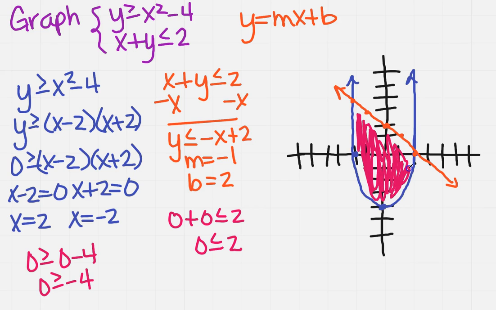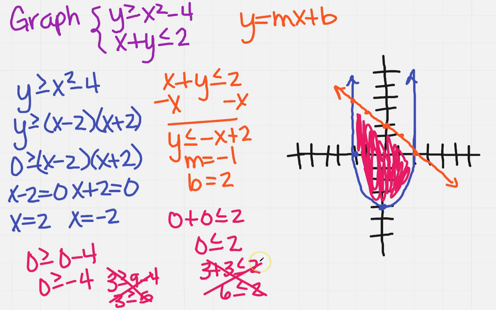Now, am I going to need to shade anywhere else? Well, what do you think? You never know, right? You might want to try it. So let's pick the point 3, 3. For the first one I'd get 3 is greater than or equal to 9 minus 4, so 3 is greater than or equal to 5, which is not true. For the other one, I would have 3 plus 3 is less than or equal to 2, and 6 is less than or equal to 2, which we also know is not true. So that means there's no shading outside of the parabola or up and to the right of the line. So what we have is the final answer.